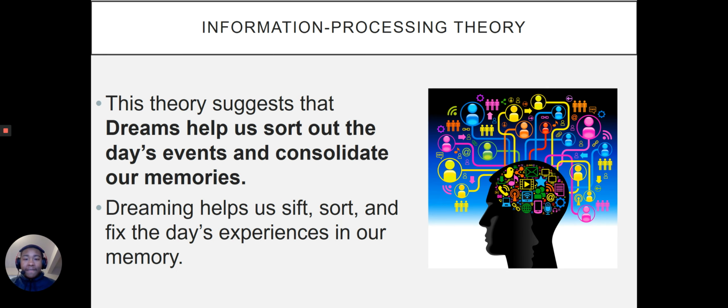Okay, so the information processing theory of dreams suggests that dreams help us sort out the day's events and consolidate our memories. If you look at the image to the right, there are all of these things happening. We're talking to people, reading documents, watching videos, looking at stuff on the web, listening to music, and all of that. That's just the stuff we're focused on. There are all these other things that we don't acknowledge, but our brain does process them through one of our sensory sources. And so we have to sort that out some way.